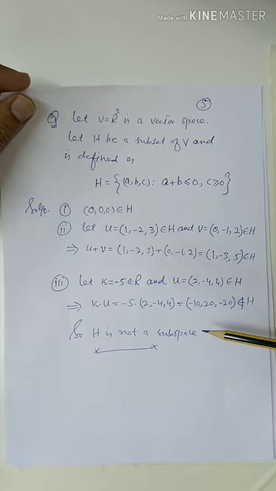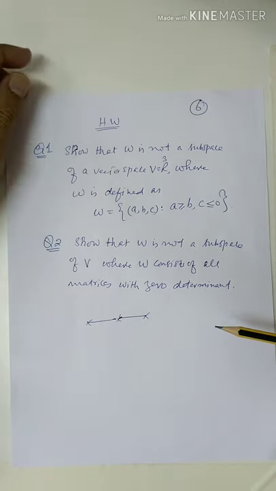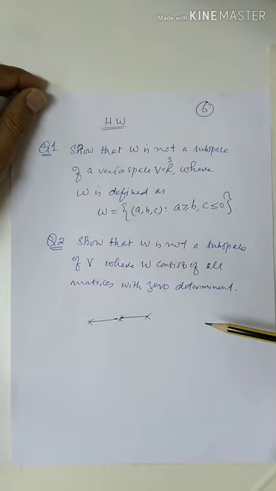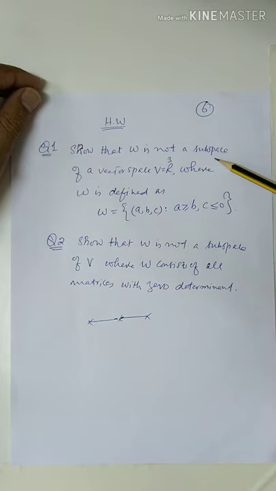Okay, I hope that example is clear. And then you have homework. If all these examples are clear, now I think you can easily solve these two questions. The first question is: show that W is not a subspace of the vector space V equal to R cube, where W is defined as W equal to (a, b, c) such that a is greater than or equal to b and c is less than or equal to 0.